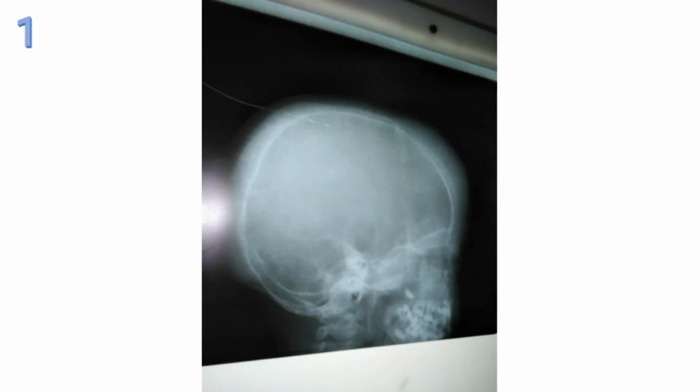The first X-ray. This is an X-ray skull showing thinning of inner and outer table and widening of diploic space. There is hair-on-end appearance as well. So diagnosis is thalassemia.